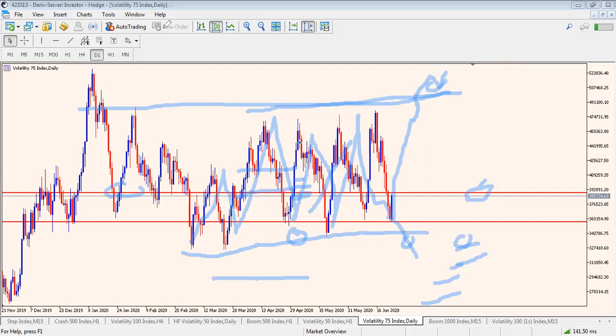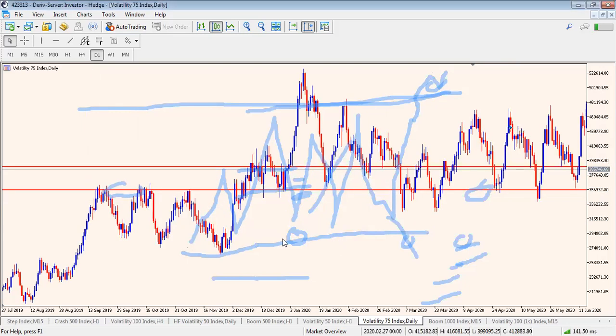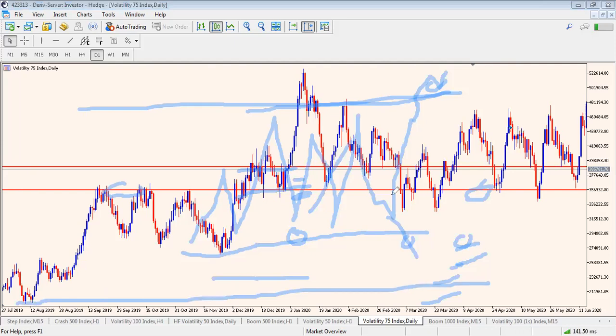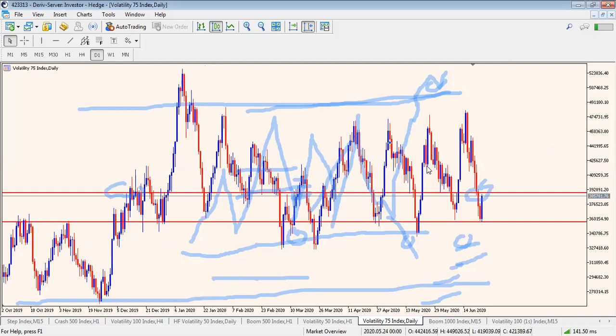And then their target price is where? This will be their target price. Here may be their target price. This will be the last target price for them. So they may be holding the position for 1 full week.